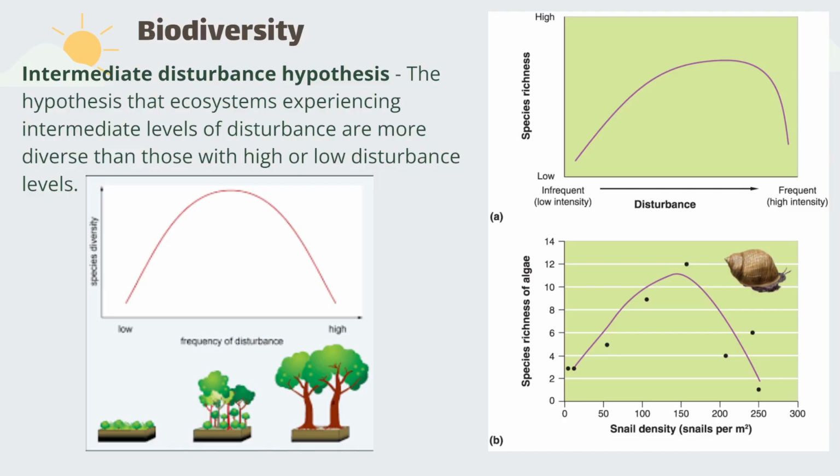The other graph on the right illustrates this concept using species diversity versus frequency of disturbance, and an actual example of algae species richness versus snail density. Snail grazing acts as the disturbance in the aquatic ecosystem example.